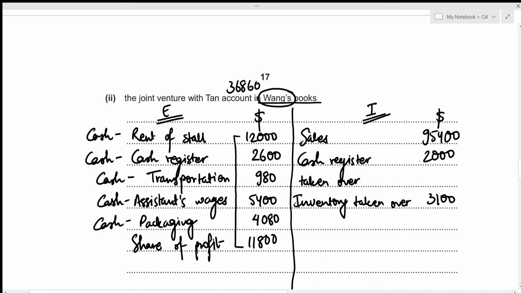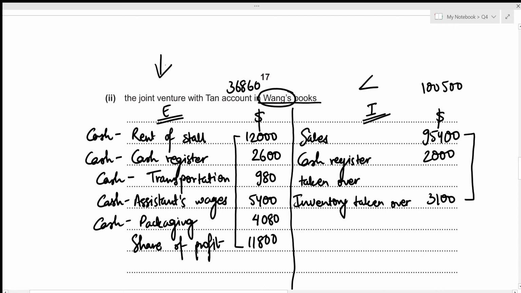Now we repeat the same process for credit side. So that's going to be the sum of these three amounts, which is 95,400 plus 2,000 plus 3,100, which results in a total of 100,500. So we can clearly see that the credit side is greater than the debit side, which means that our balancing figure must be on our debit side.